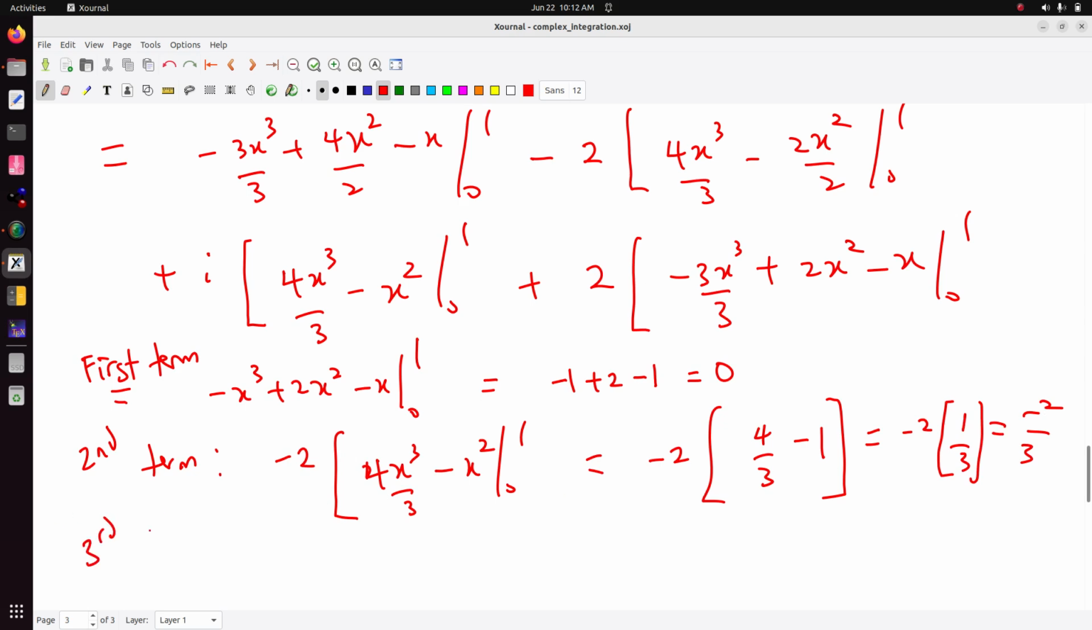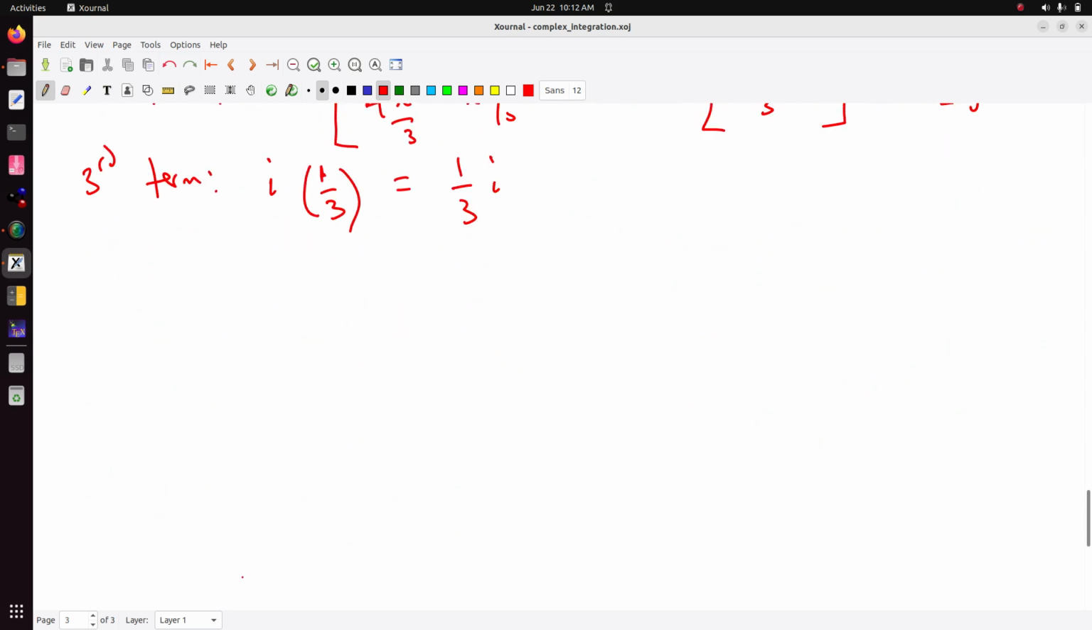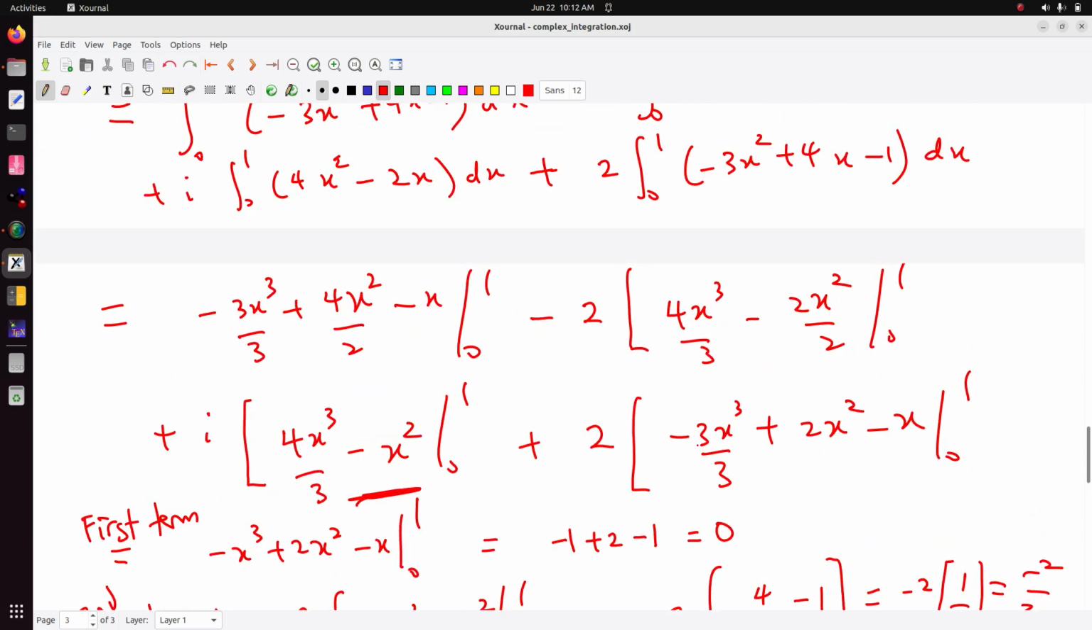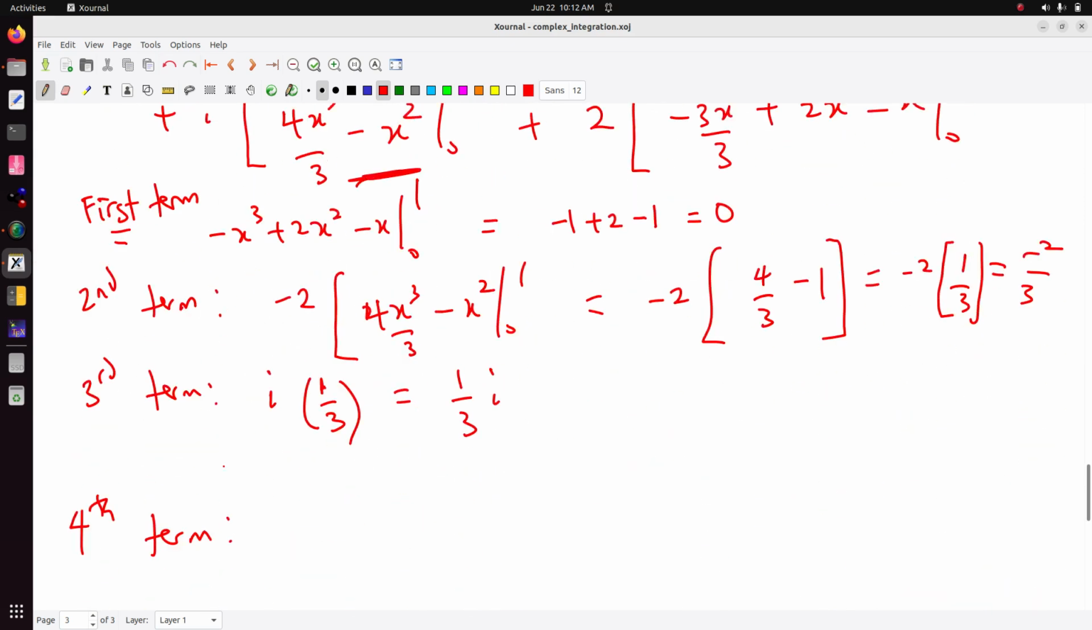Then the third term, this is the third term. So you have 4x cubed. I think it's going to be similar to this, yes, without the 2. So I think it should be 1 over 3, because it will be 4 over 3 minus 1, which is 1 over 3. So the third term is 1 over 3 i. And the fourth term is this. It's similar to this term, so it's going to give us 0.